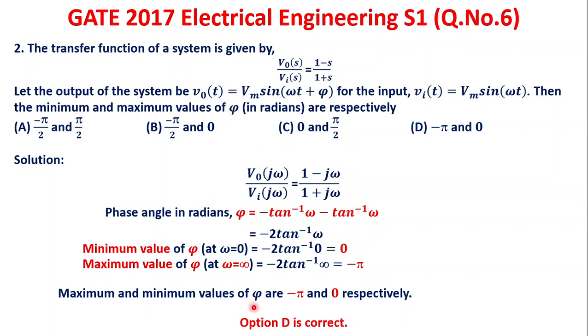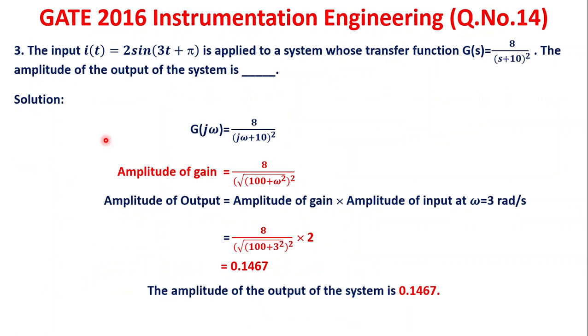So the maximum and minimum values of phi are 0 and minus pi respectively. So that matches with option D. So option D is correct. That's all. Question number 3, which is taken from GATE 2016 Instrumentation Engineering, question number 14.